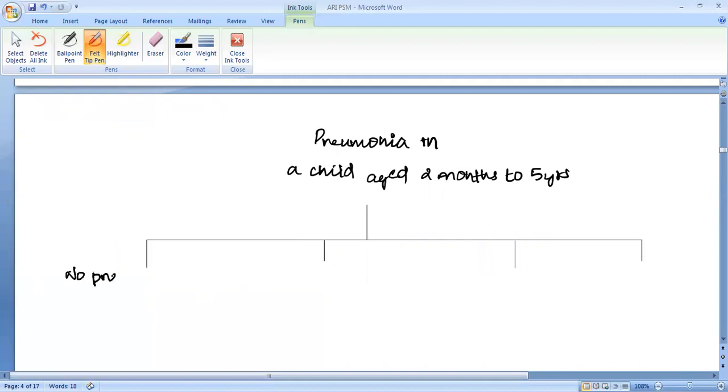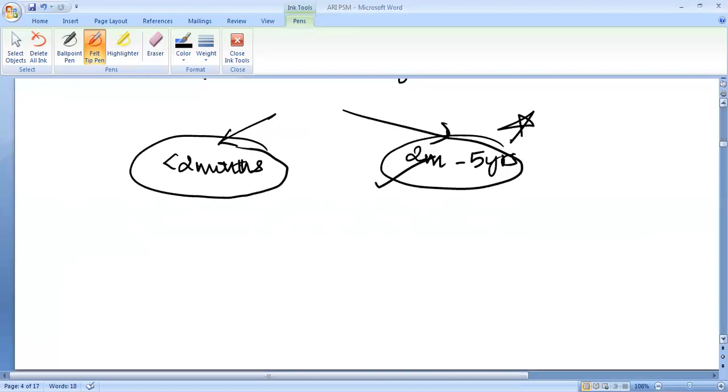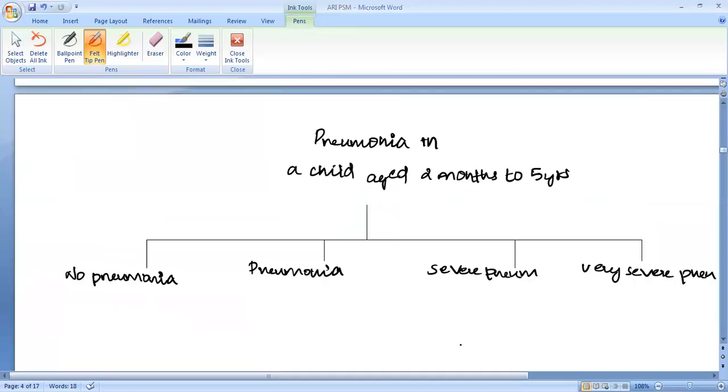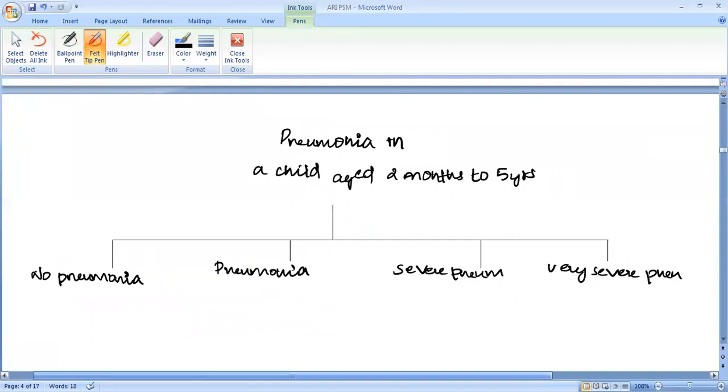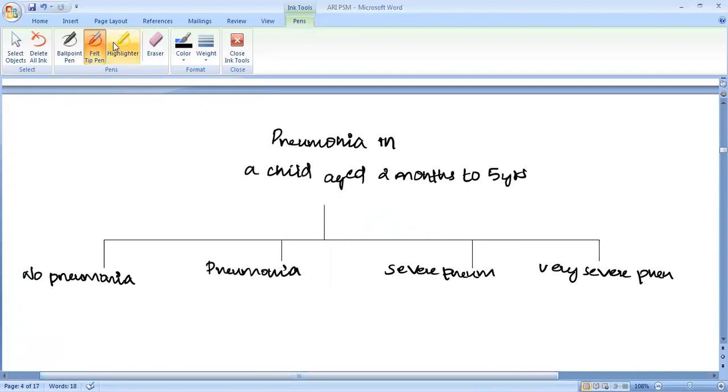Either the child can have no pneumonia, so he's just having some signs and symptoms, but that is actually not pneumonia. Or it can be a pneumonia itself, or a severe pneumonia, or a very severe pneumonia. So this is the way we classify pneumonia in a child aged 2 months to 5 years: no pneumonia, pneumonia, severe pneumonia, and very severe pneumonia.